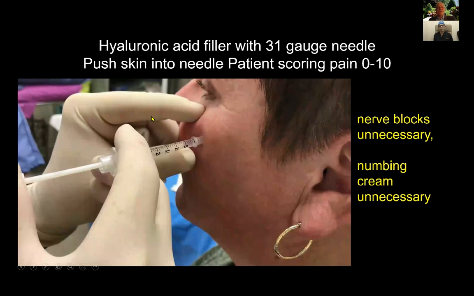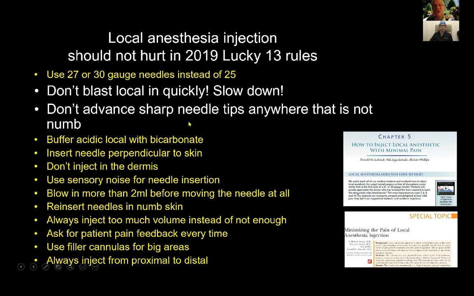So don't blast the local in quickly. Slow down and don't advance sharp needle tips anywhere that's not numb. Only put sharp needle tips in places that are numb. If you have those blunt tipped cannulas that I showed you earlier, you can put those in an area that's not numb, but you can't put sharp needle tips in an area that's not numb.